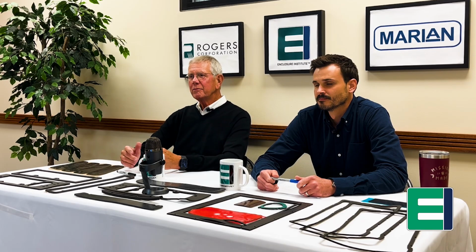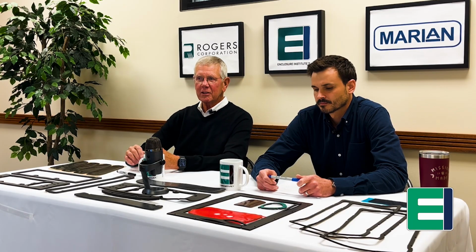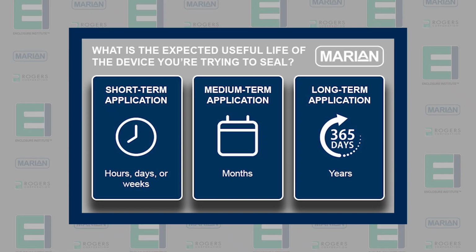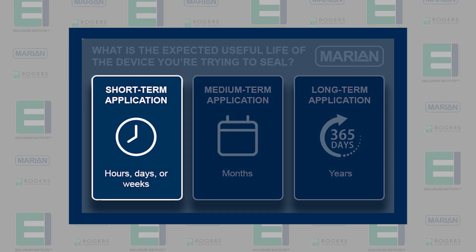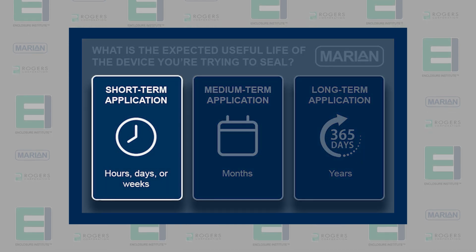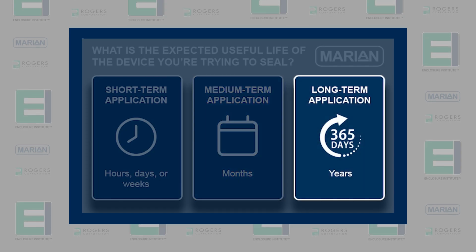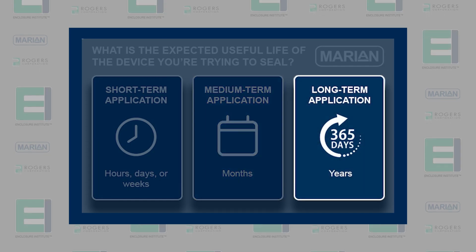At Marian, we don't over-science this question. We kind of think of product lifespans in this way. If you measure the useful life of your device in hours, days, or weeks, then it's a short-term application. If you measure it in months, then it's probably medium-term. But if you measure it in years, we consider that long-term application.